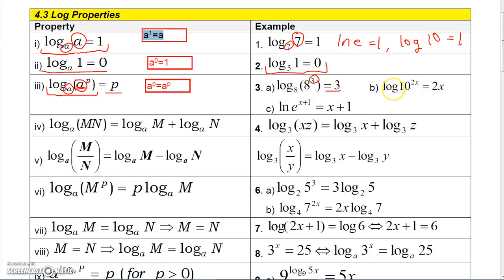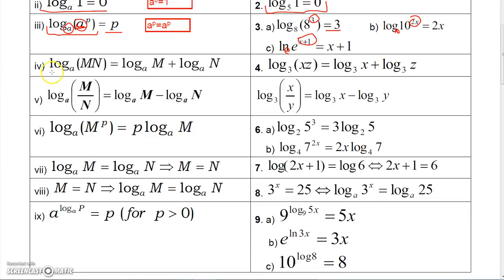Now if you had the common log of 10 to the 2x, well, you know that this is understood to be base 10. So you have a base of 10 here, a base of 10 here, so the result has to be the power 2x. Or if you did the natural log, well, again, you know the natural log is base e, so here you have a base e and here you have a base e, so this would have to equal the power x plus 1.